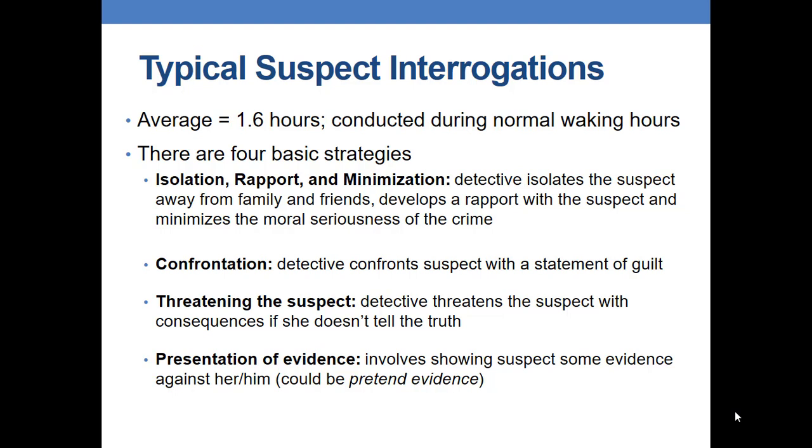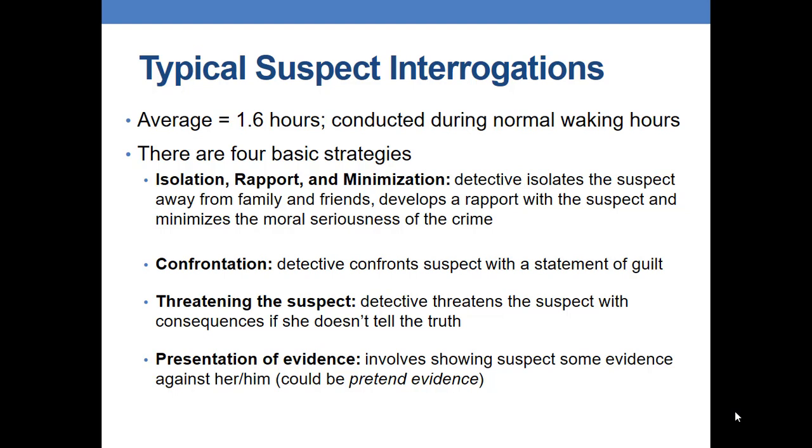There are 4 basic types of interrogation strategies that are combined within the 9 steps of the Reid interrogation technique and which are practiced by investigators using other interrogation methods. The first, isolation, rapport, and minimization, involves a detective isolating the suspect away from family and friends, developing a rapport with the suspect, and minimizing the moral seriousness of the crime.